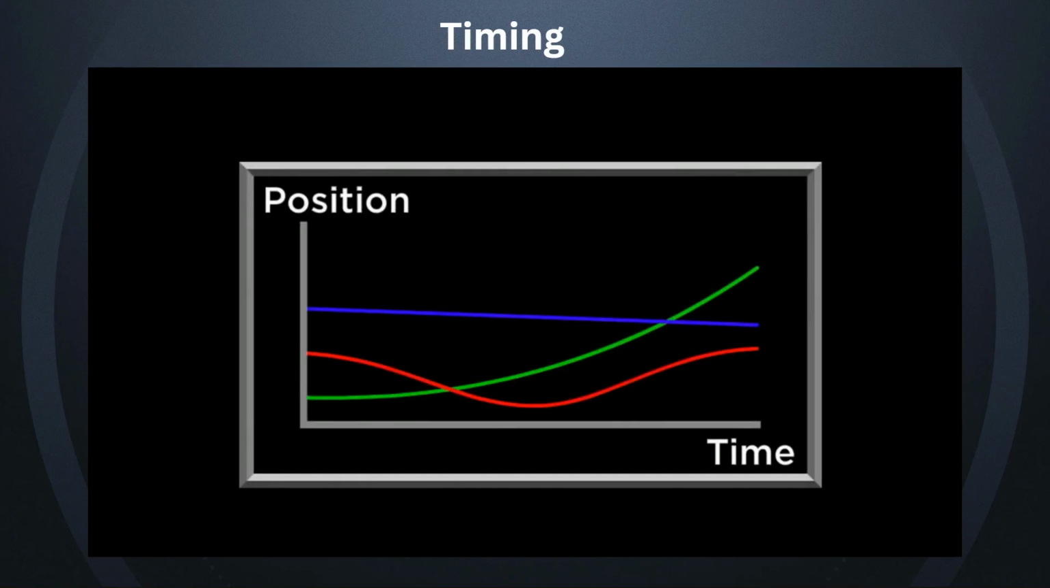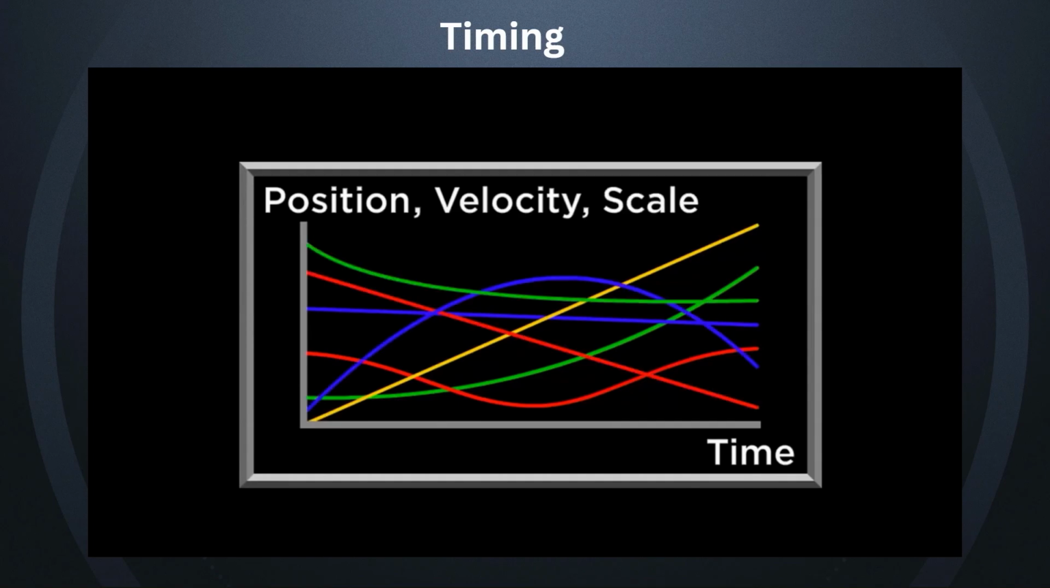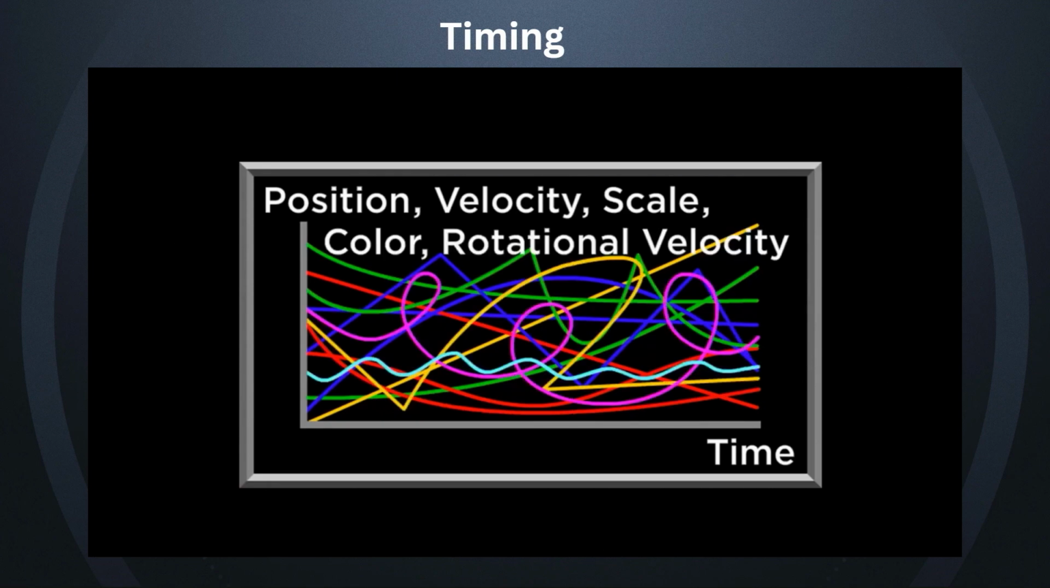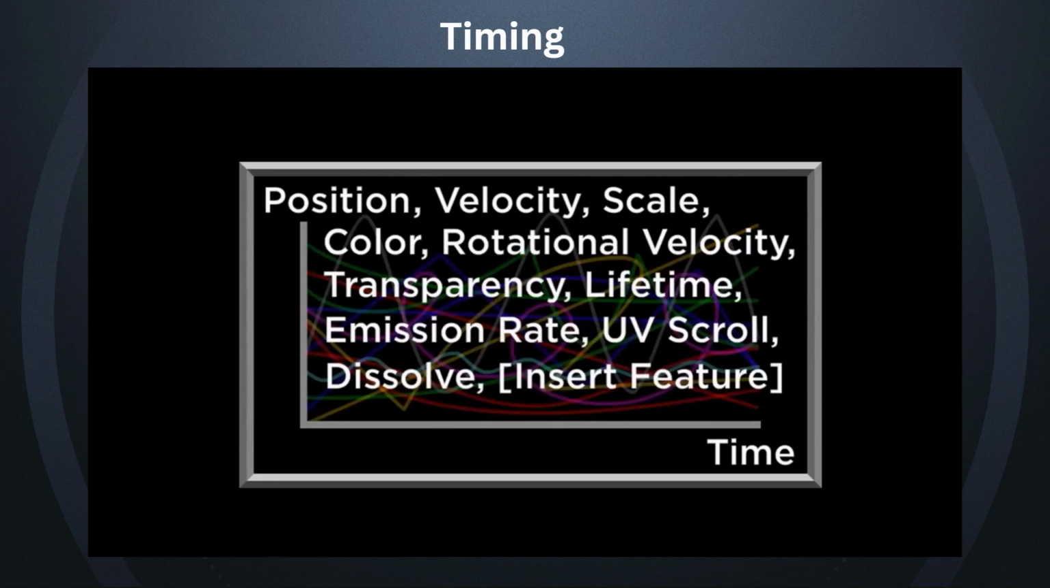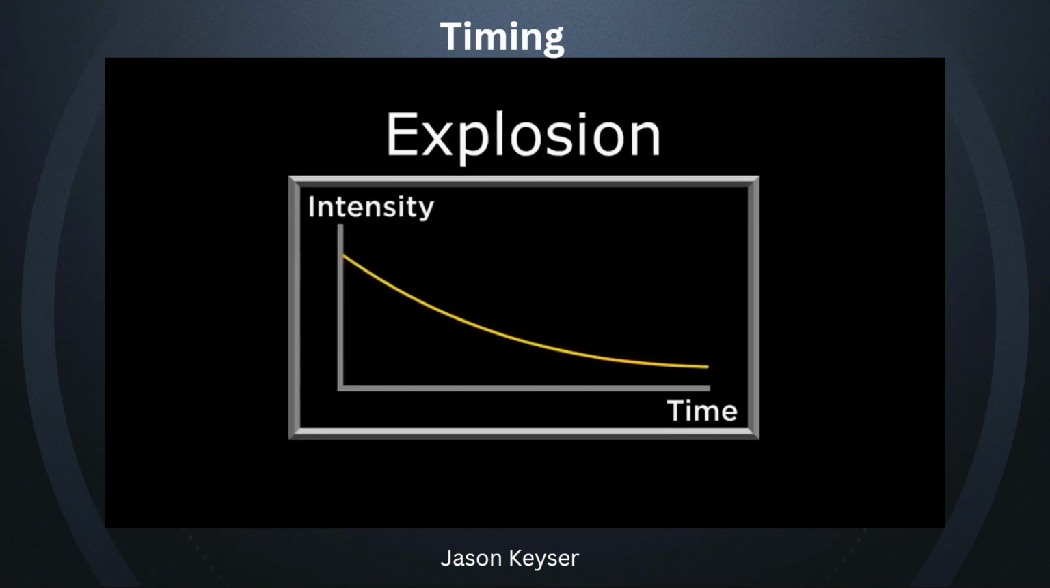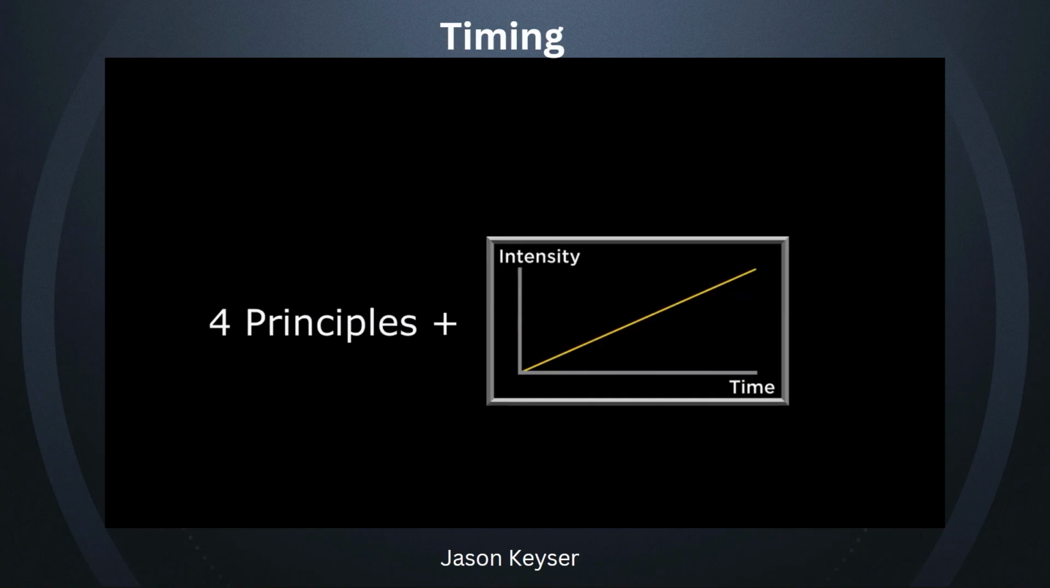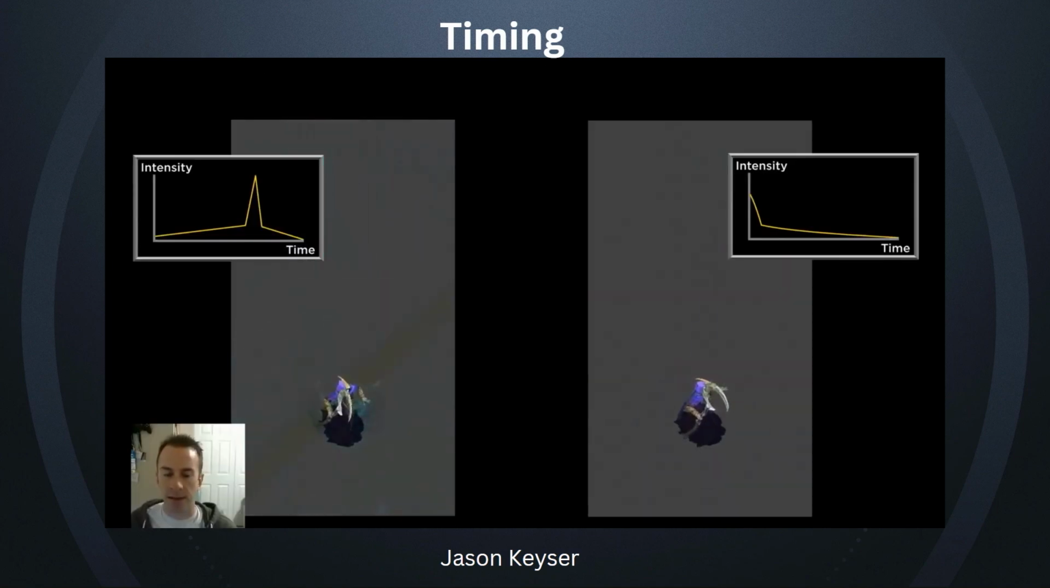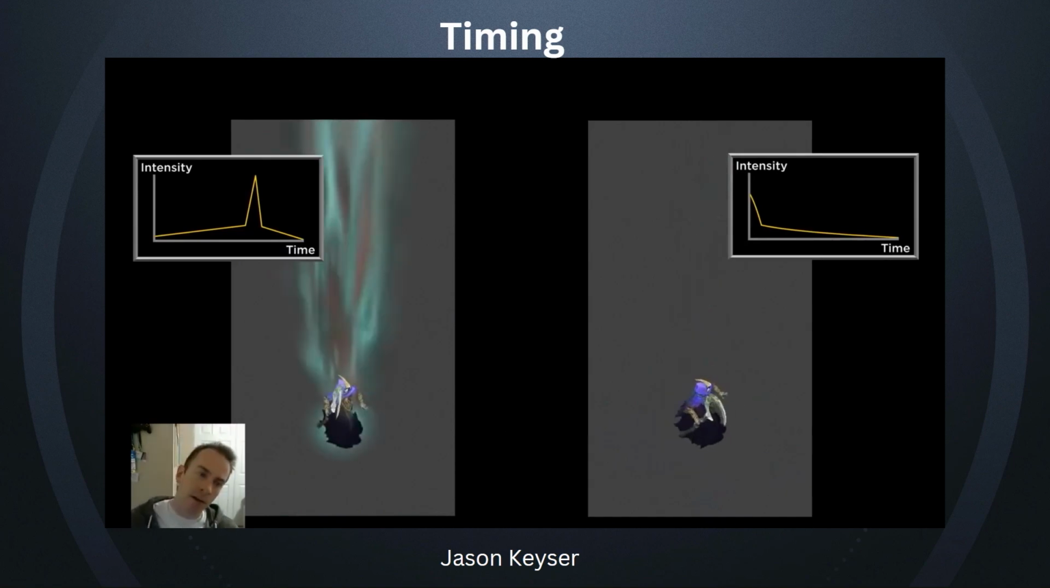So when we're talking about timing, we can animate a lot of things, right? With position, we can animate the velocity, we can animate scale, transparency, color, like pretty much everything, right? And it gets super complicated. An easier way of looking at it is just animating your intensity over time, right? So never do it linearly. For example, explosions would go bam and then slowly dissipate. And using your 4 principles plus this intensity logic, you get something like this.